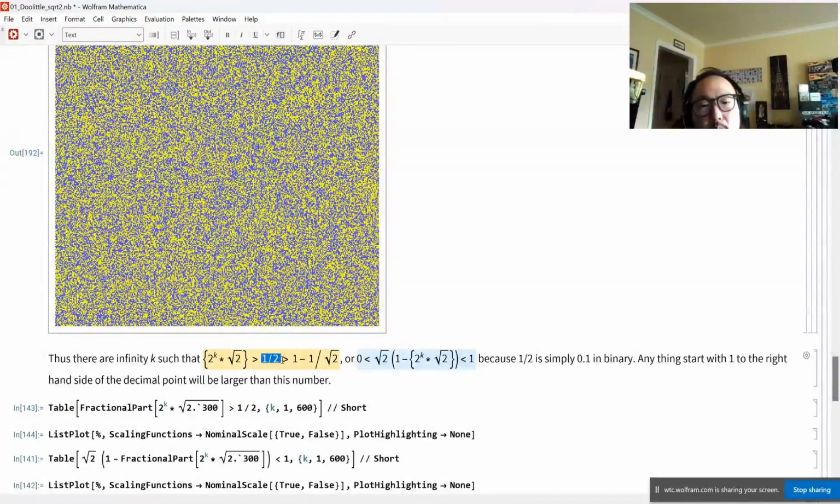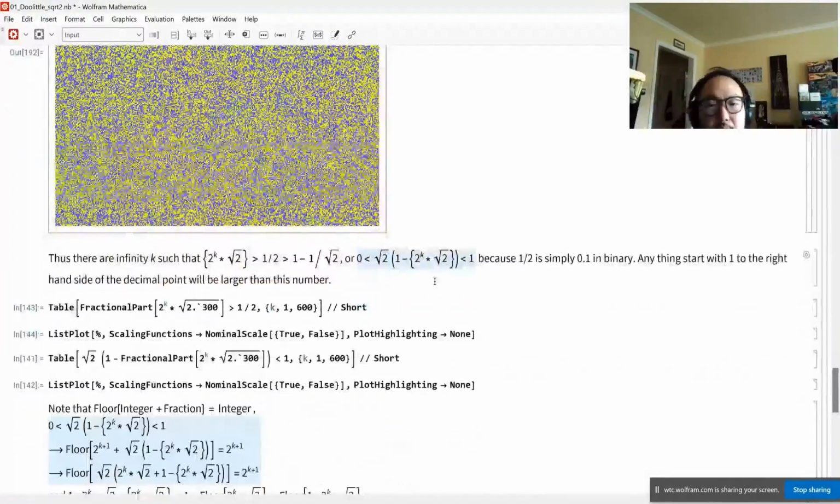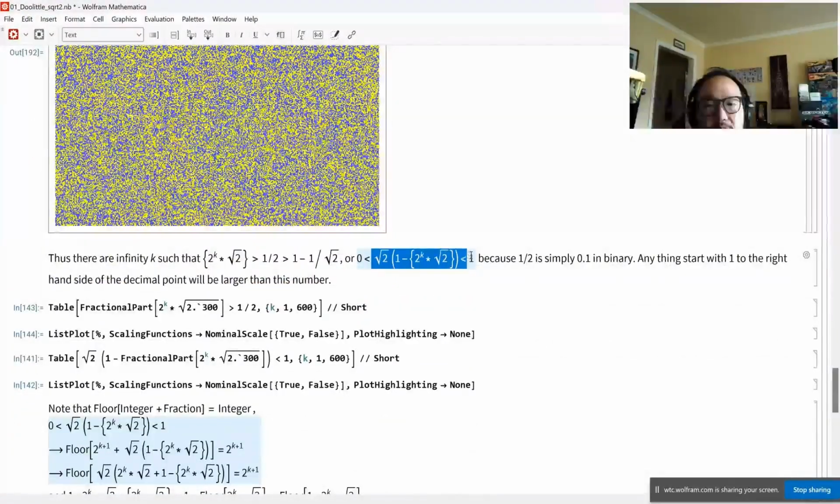And recall that 1/2 in binary is just 0.1. So as long as you shift a 1 to the right-hand side of the decimal point, the fractional part must be larger than 1/2. This is the key, because we basically find a sufficient condition to generate this inequality. You do a little bit of algebra for the left side and right side, and you will get this one. And this is the fraction part for the final solution.